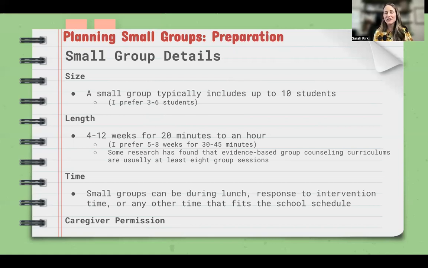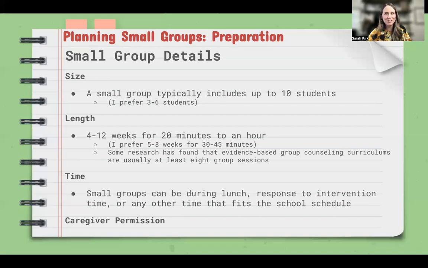I think 10 can be a little hard to manage, especially if I'm the only adult. And we're talking elementary, so often it takes a little bit of wrangling, a little bit of classroom management, small group management. So for me, I prefer smaller, 3 to 6 typically, but it also depends on the topic. So for example, I mentioned that I often did a small group for students who had multiple behavior referrals related to off-task behavior in the classroom. And I did a self-control small group with them.